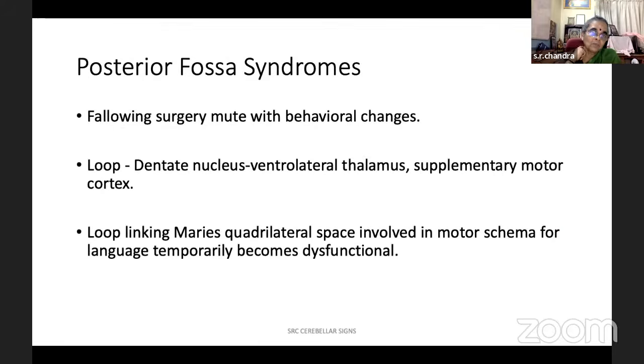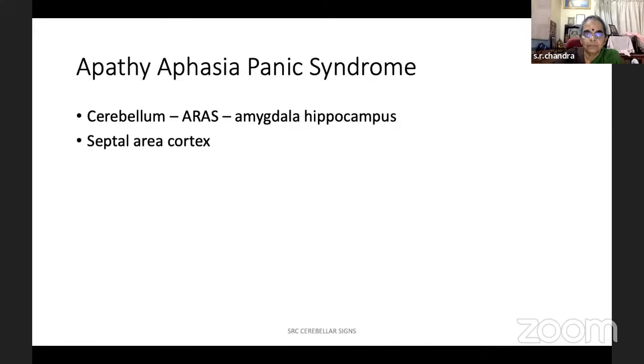Posterior fossa syndrome, following medulloblastoma surgery, suddenly the person becomes mute in the post-operative period. It is said that cerebellum has got linked with the subcortical or Mari's quadrilateral space. That becomes functionally suppressed. The motor schema for speech is not made. So child becomes mute, but after some time they recover. Then you have got apathy, aphasia, panic syndrome. That is due to the paralimbic connections.